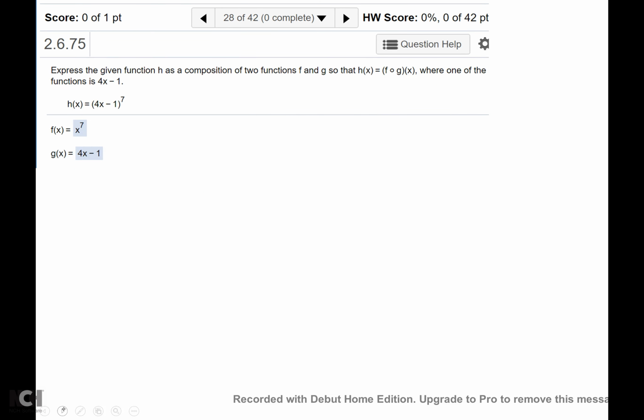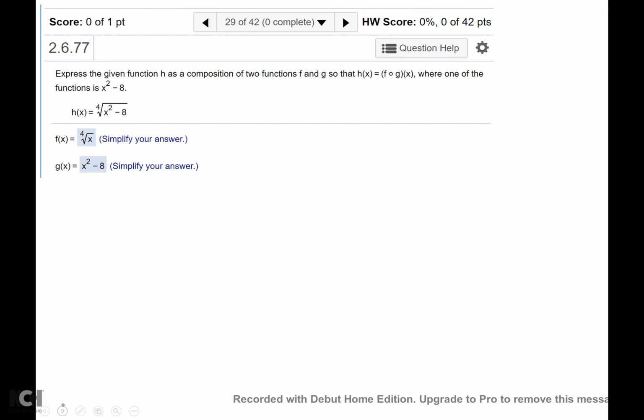All right, it says, express the given function as a composition of two functions, f and g, so that h of x equals f of g of x, where one of the functions is 4x minus 1. It's very simple. Your f function is always going to be the power, and then just whatever's inside, ignore it. So it would just be f of x equals x to the 7th. Your g function is whatever you raise to the power, so g is 4x minus 1.